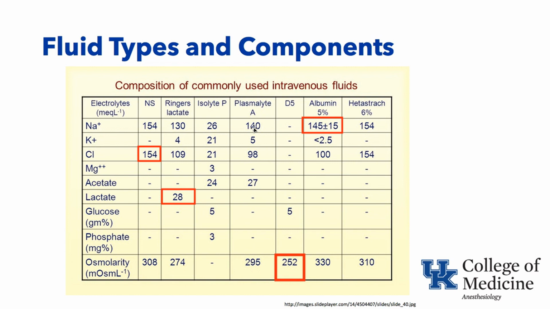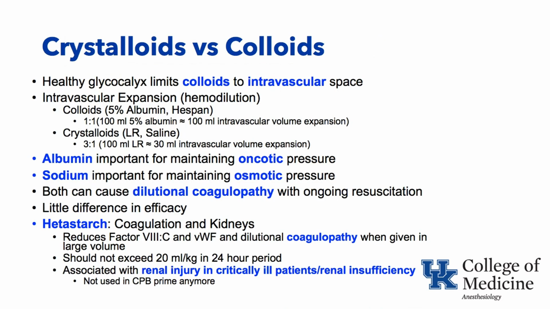D5W, very hypoosmolar, 252. Albumin 5%, sometimes we use that for volume expansion as a colloid, has some sodium in it, about 145 milliequivalents per liter, and is hyperosmolar, 330 milliosmoles per liter. Hespan 6% has sodium chloride in it, 154 milliequivalents per liter of sodium, 154 milliequivalents per liter of chloride, and is also hyperosmolar. So let's compare crystalloids versus colloids.